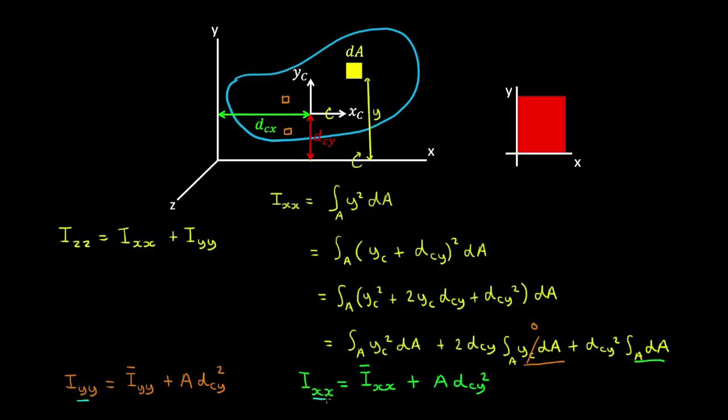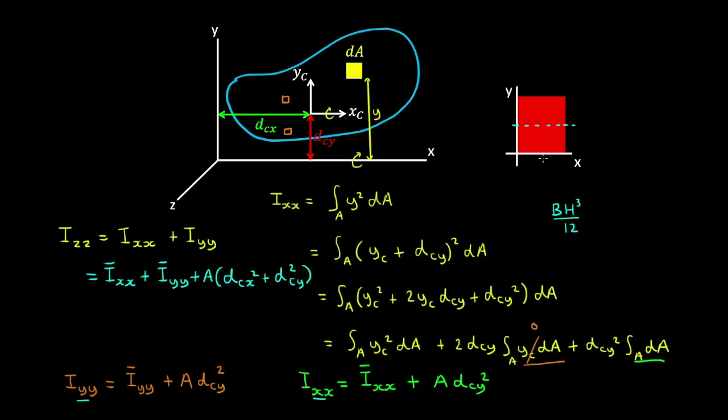So if you substitute these expressions, we obtain Ixx bar plus Iyy bar plus the area times dcx squared plus dcy squared. And now for this example rectangular section, we know the second moment of area about the centroidal axis, which is the width of the section times the height of the section cubed on 12.